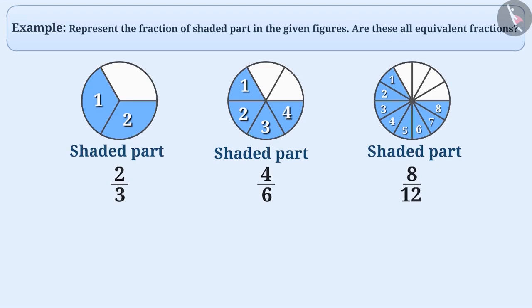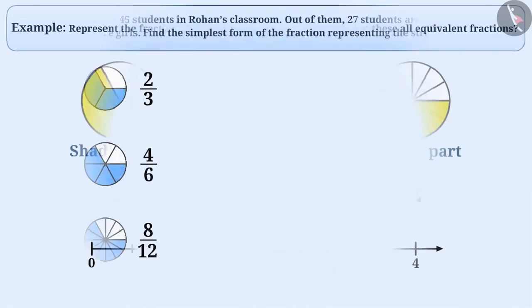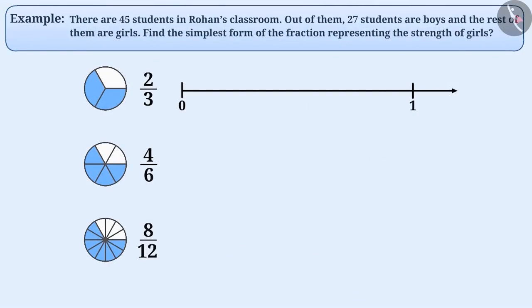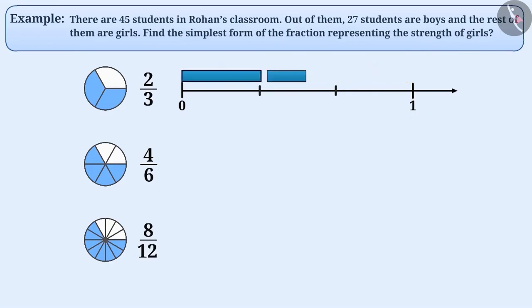By looking at the figures, it appears that the values of all these fractions are equal. But the correct way to find this is to represent these fractions on the number line. Divide the unit distance into 3 equal parts on the number line, and 2 parts of these are represented by the fraction 2 by 3.